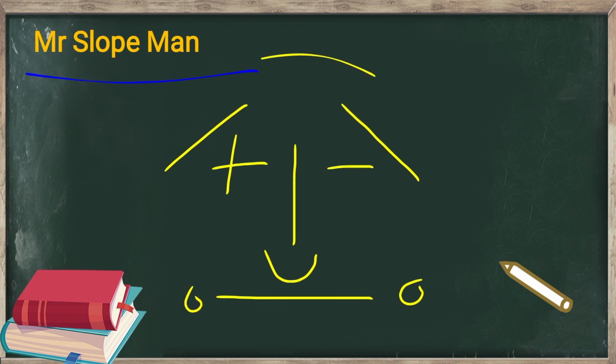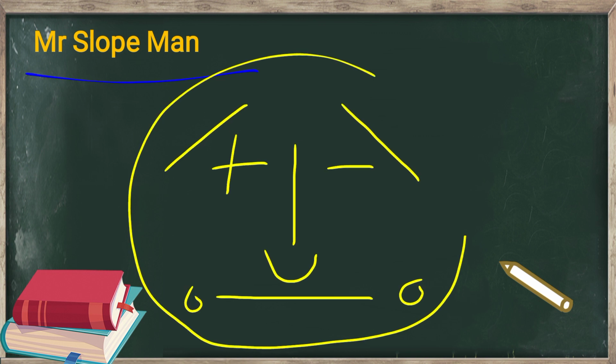So here is your Mr. Slope Man. Okay, so again, I'll repeat, if the line increases, the slope is positive. If the line decreases, the slope is negative. If the line is vertical, the slope is undefined. And if the line is horizontal, the slope is 0.